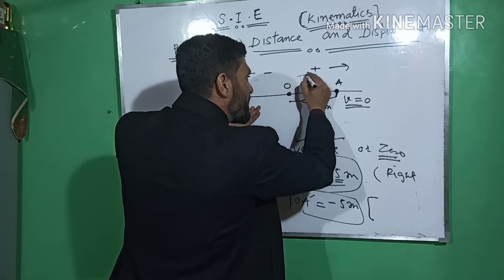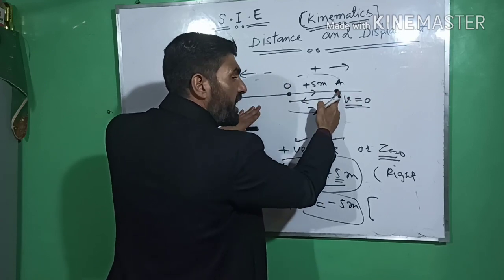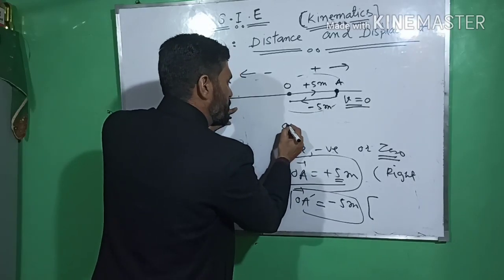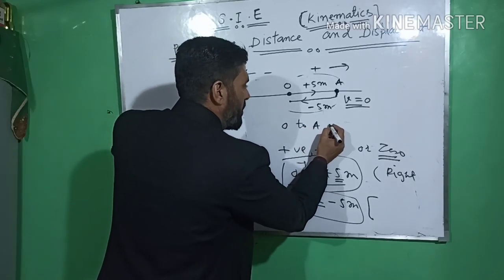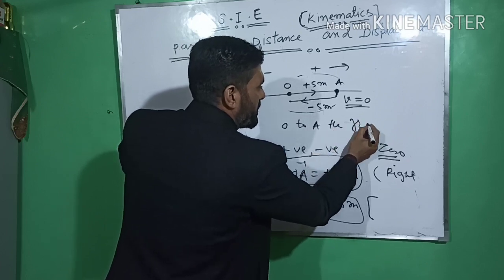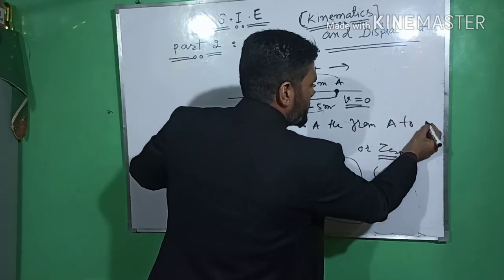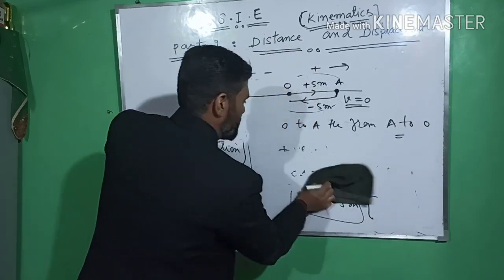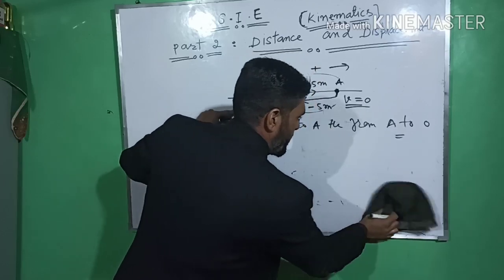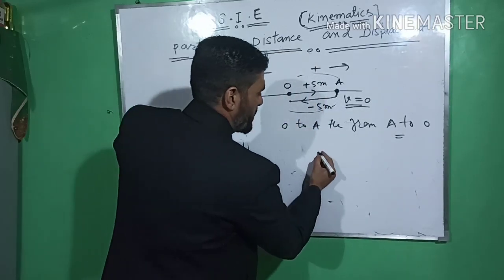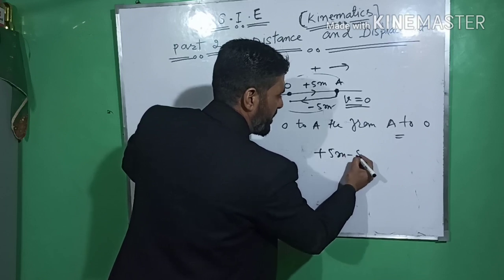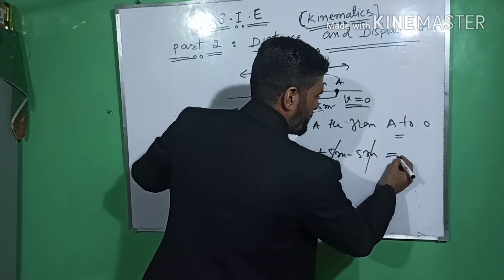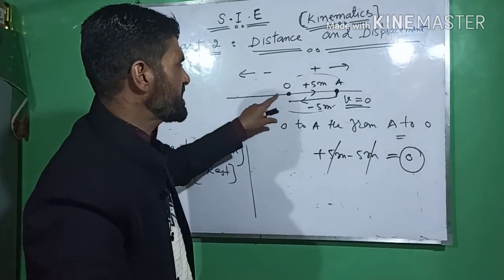So what is the total displacement from O to A, then from A to O? It is 0. Why is it 0, dear students? It is clear, because total displacement we have to add according to the laws of vectors. So I have to write plus 5 m and minus 5 m, with proper sign due to direction, and this gets cancelled. Therefore here displacement is 0.